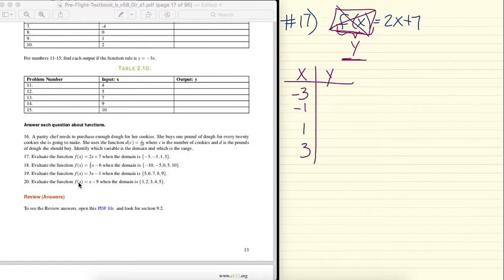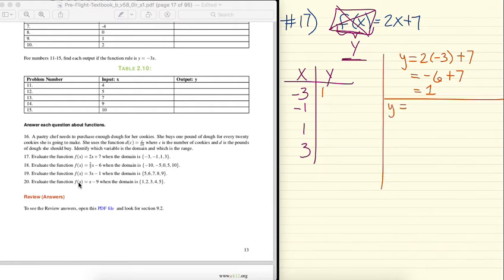So I'm going to take each of these values and plug them in. I'm first going to plug in -3. So 2 times -3 plus 7. That would be -6 plus 7, which is 1. Then I'm going to take -1. So 2 times -1 plus 7, which is -2 plus 7, which is 5.